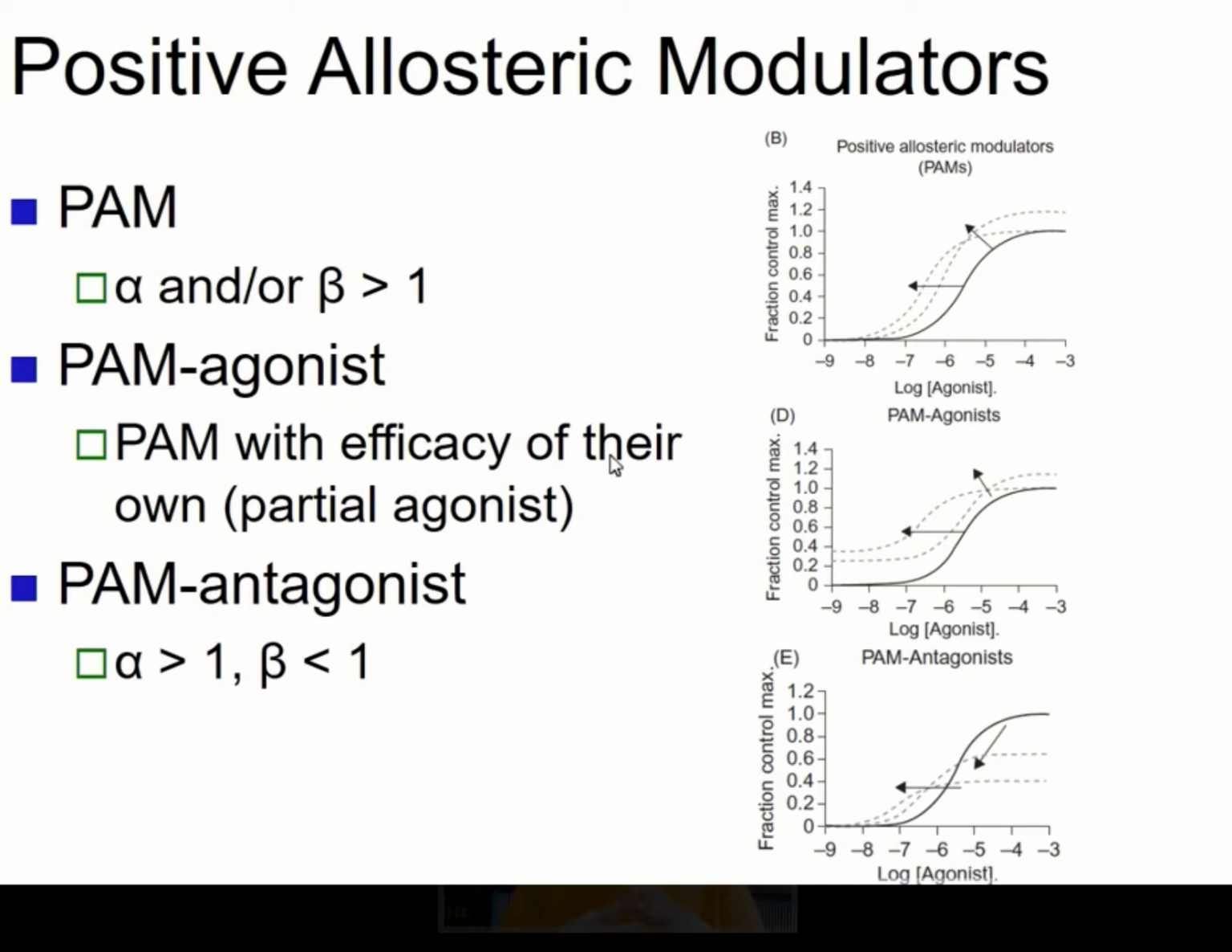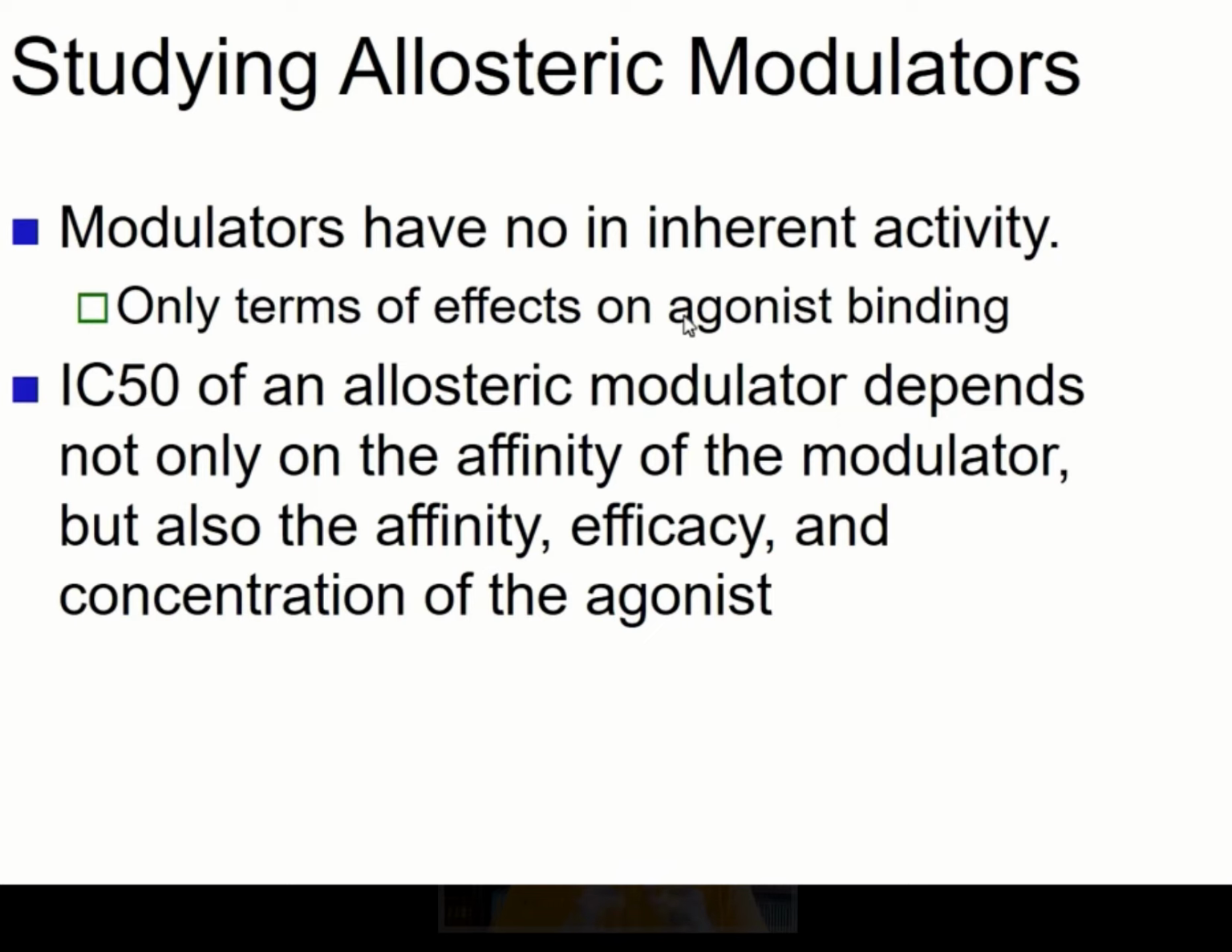Studying allosteric modulators is a complicated situation because unless it is a PAM agonist, the allosteric modulator binding to a receptor has no inherent effect, right? All it does is change the binding of the agonist. And so if there's no agonist present, nothing is going to happen when an allosteric modulator binds. And so an allosteric modulator's effects are only measured as effects on agonist binding. And so the IC50 of an allosteric modulator is dependent on how much agonist is present. Not only how much agonist is present, but what the agonist is, because an allosteric modulator may have a different effect on the binding of one agonist versus another agonist that binds to the same agonist binding site.